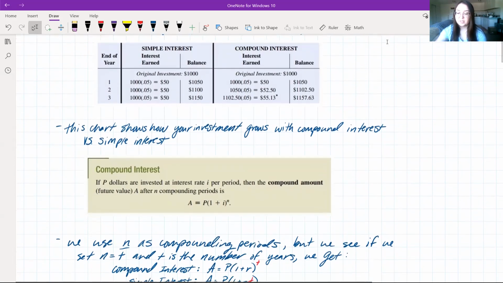This chart shows us just how our investment grows with compound interest versus simple interest. Obviously we see here that with compound interest, we're going to be earning more than we do with simple interest by the end. That is because you're taking whatever percentage you had on the value that you have with interest. That value is going to be greater than your original investment, so you'll be making more money with compound interest.